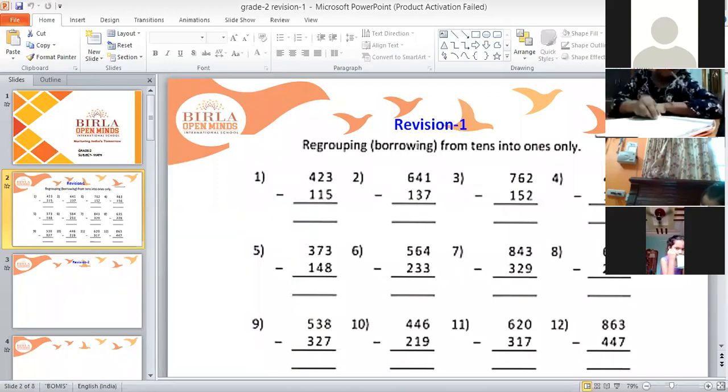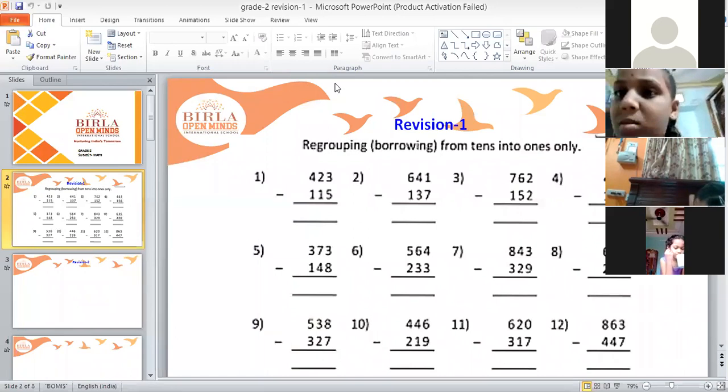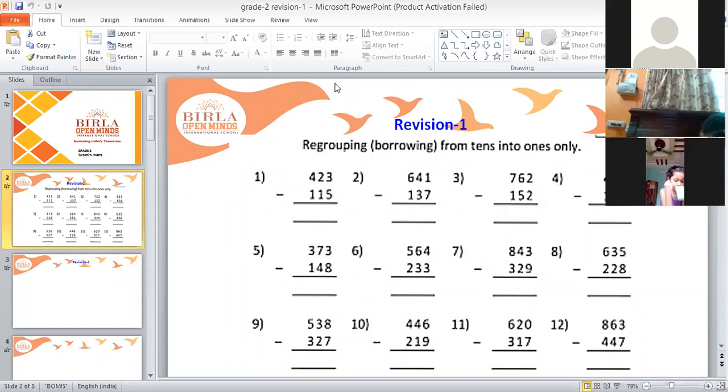Okay, is there anyone who is still writing? If there is anyone who is still writing, then please use the raise hand option and do let me know. Ashita, still writing? Yes, ma'am. Only 2 are there, ma'am. Okay, fine. Write fast.